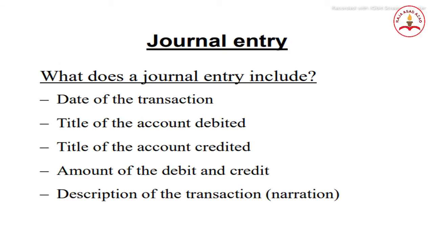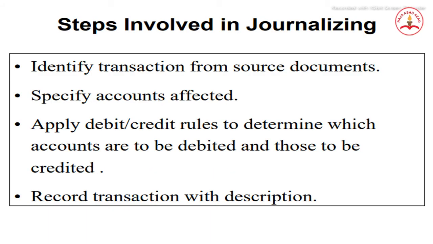A journal entry includes the date of the transaction, the title of the account debited, the title of the account credited, the amount of debit and credit, and a description of the transaction, which is the narration. The steps involved in journalizing: first, identify the transaction from the source document and specify the accounts affected. Third, apply debit or credit rules to determine which accounts are to be debited and which credited. The fourth and last step is to record the transaction with a description.